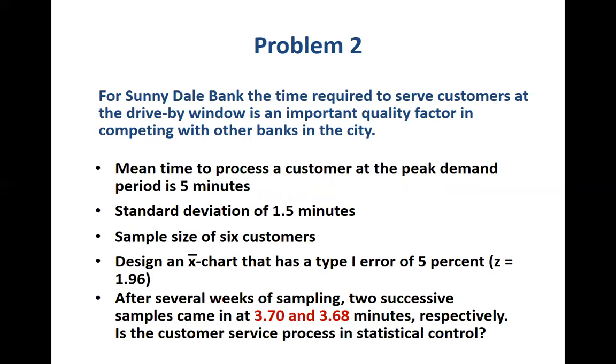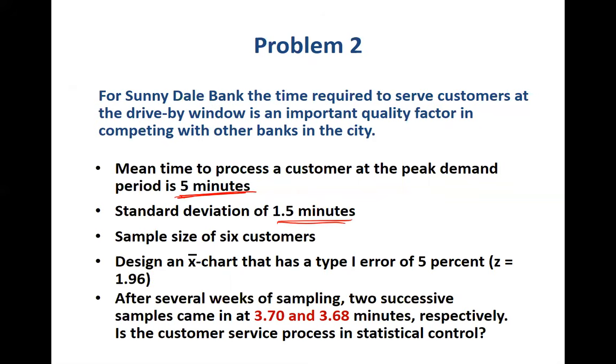This is a bank, and we are looking at the time required to serve customers at the drive-by window. This is something that they consider a quality factor, and they want to satisfy customers on this particular front because they're competing with other banks in the city. The mean time to process a customer at the peak demand period is 5 minutes. So that's the average time it takes to process a customer when the demand is at its peak. We have also been told that the standard deviation is about 1.5 minutes.